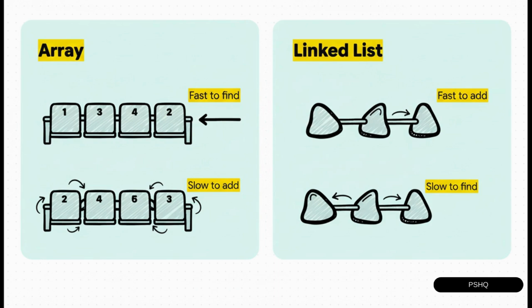Then you have a linked list, which is more like a conga line. Adding a new person is easy. They just jump in wherever. But if you need to find the 103rd person in that line, you have to start at the very beginning and tap every single person on the shoulder until you find them. So it's slow to find, but fast to add.